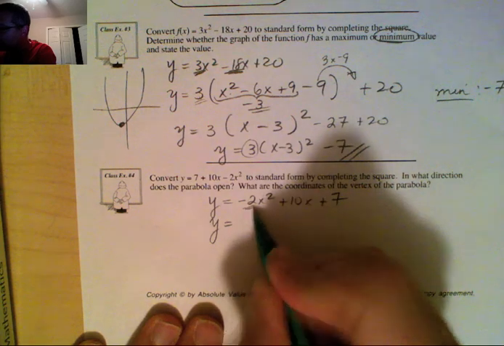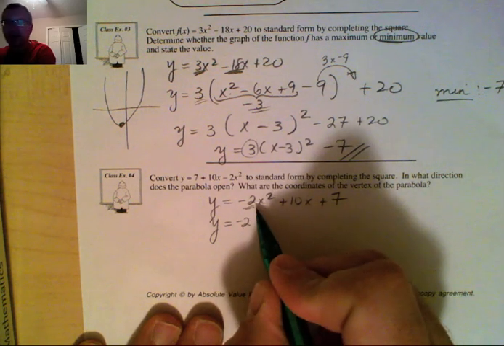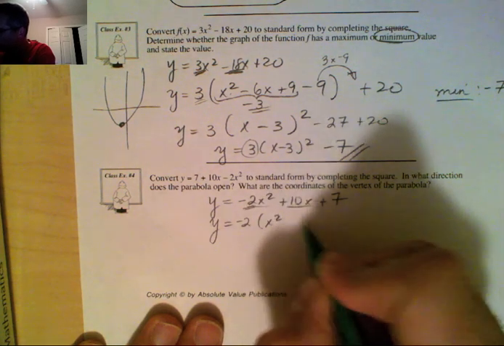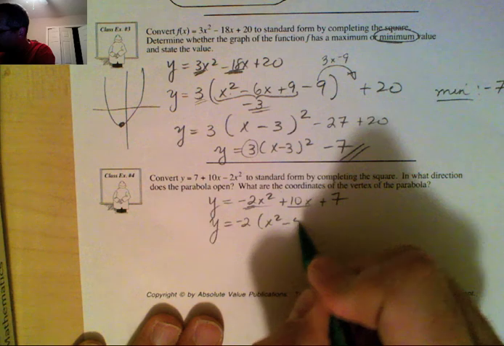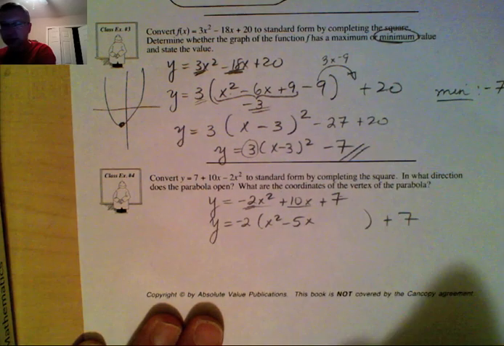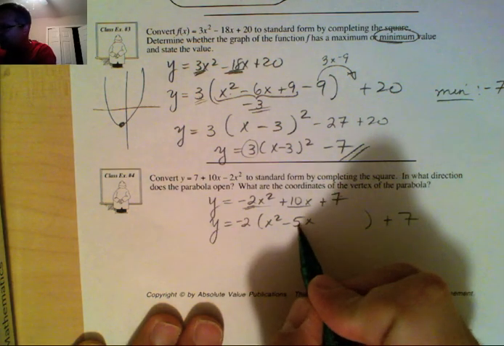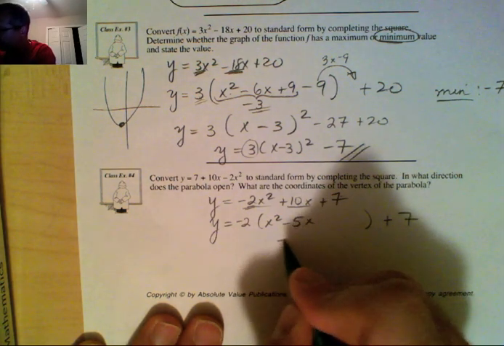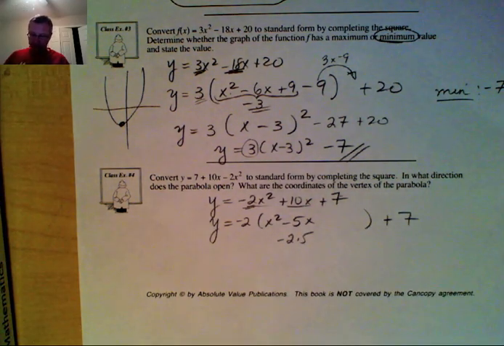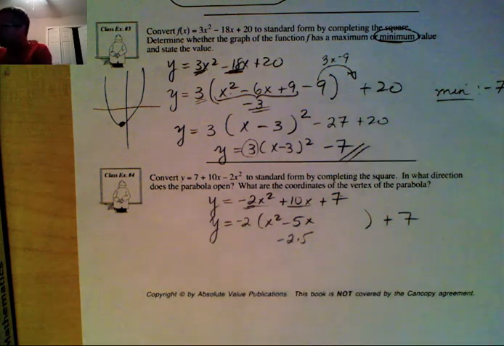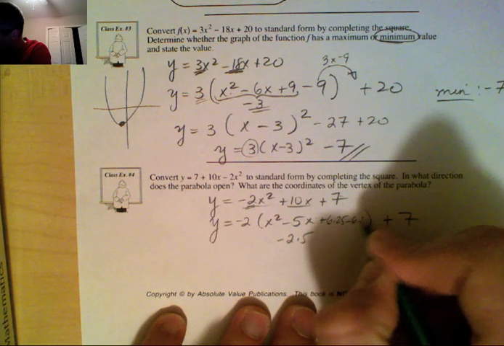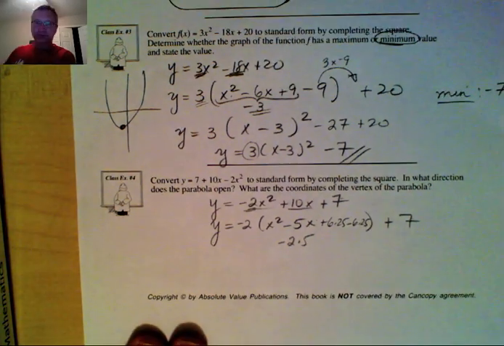So remember, we need to take out a common factor. In this case, the common factor is negative 2. And we need to take out that common factor from the first 2 terms. So 10 divided by negative 2 is going to give us negative 5x. We leave some space. The 7 goes outside the brackets. Now, half of the middle term, half of negative 5, is negative 2.5. And if you take 2.5 and square it on your calculator, you get 6.25. So we're going to add 6.25 and we're going to subtract 6.25.